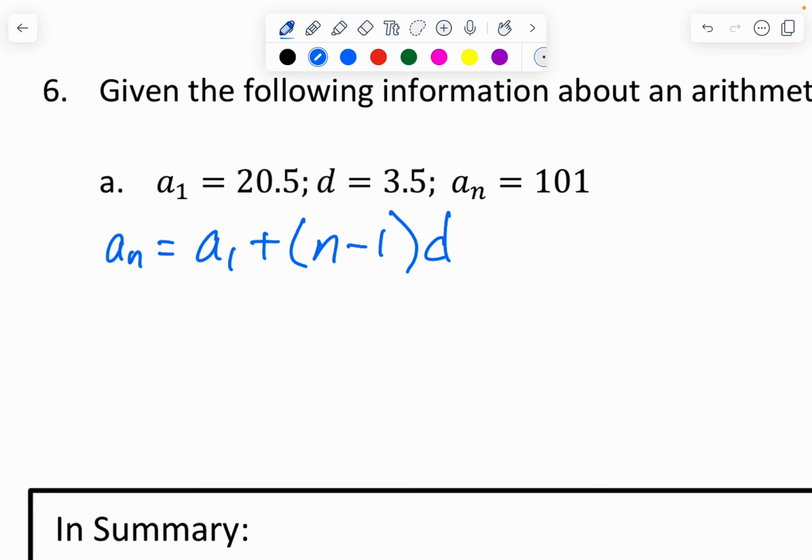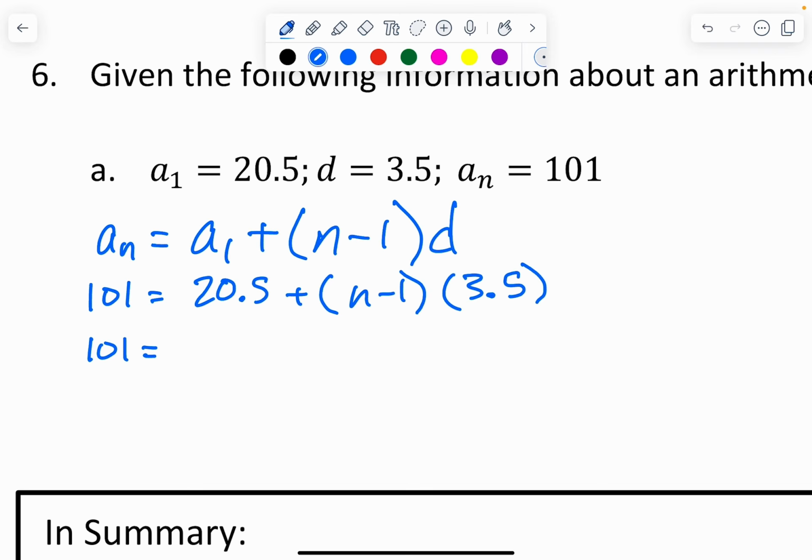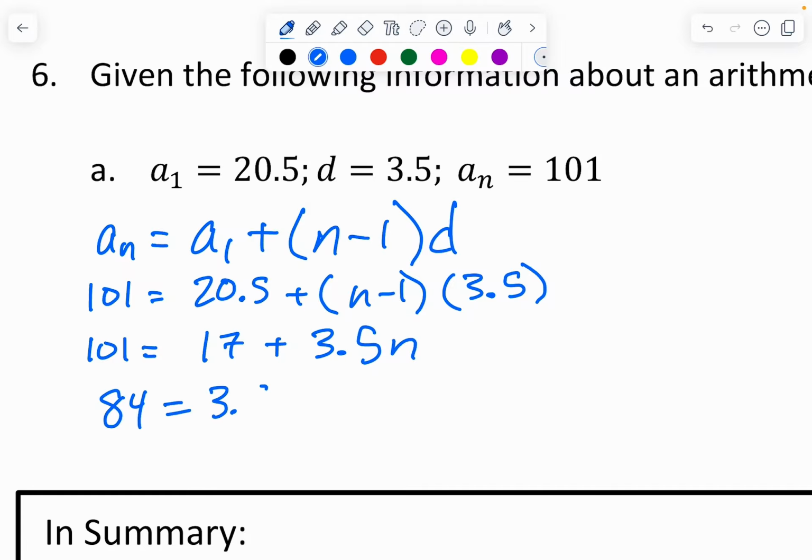And now let's plug in what we know. We know A sub n is 101. We know A sub 1 is 20.5. We don't know n. We do know d is 3.5. Okay, so I have 101 equals 20.5 minus 3.5, which is 17, so this becomes 17 plus 3.5n. Now I subtract 17. 101 minus 17 is 84. So 84 is equal to 3.5n.